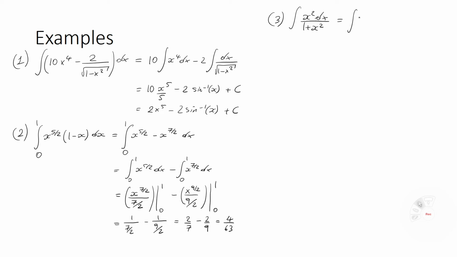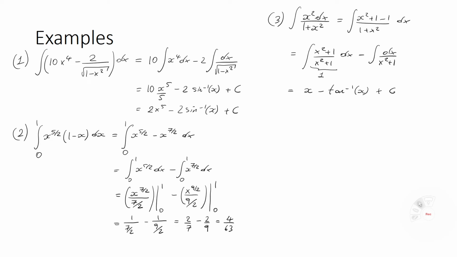So let's try writing that as x squared plus 1 minus 1 over 1 plus x squared dx, because now the integral becomes x squared plus 1 divided by x squared plus 1 dx minus integral of dx over x squared plus 1. And of course this fraction is 1, the integral of 1 is x, and the integral of 1 over x squared plus 1 is the inverse tangent function, so we get x minus tan inverse of x plus a constant.